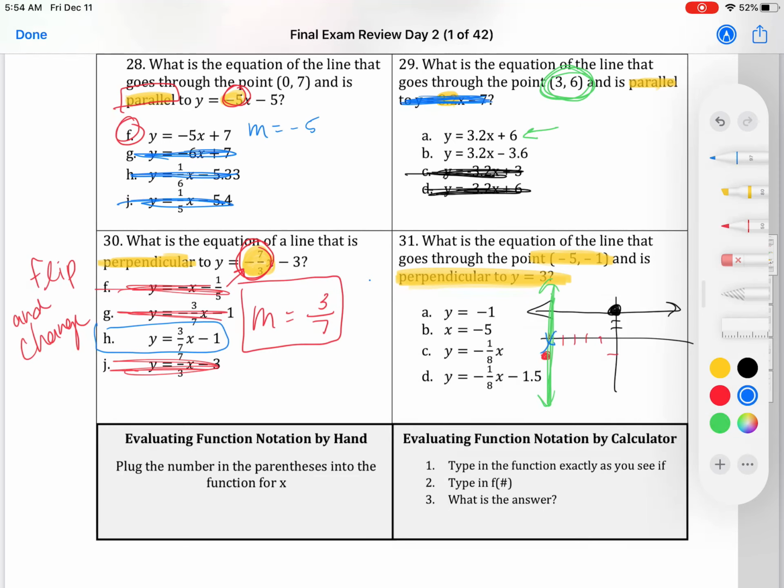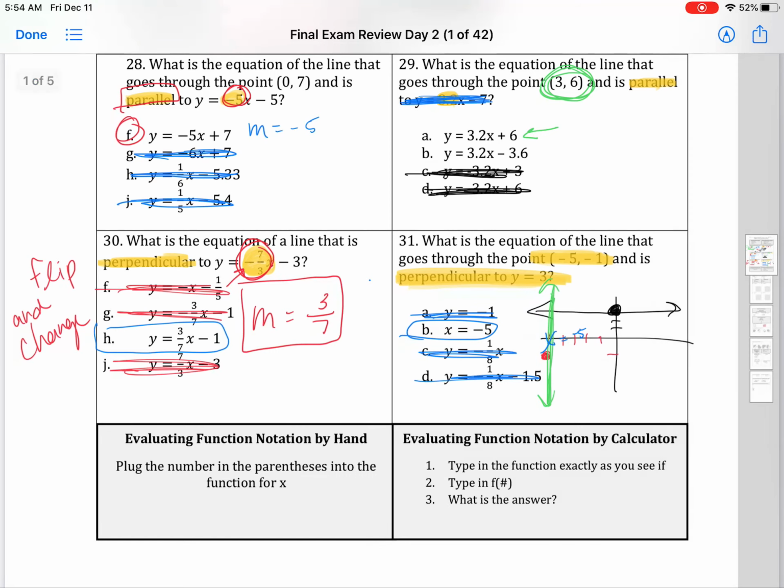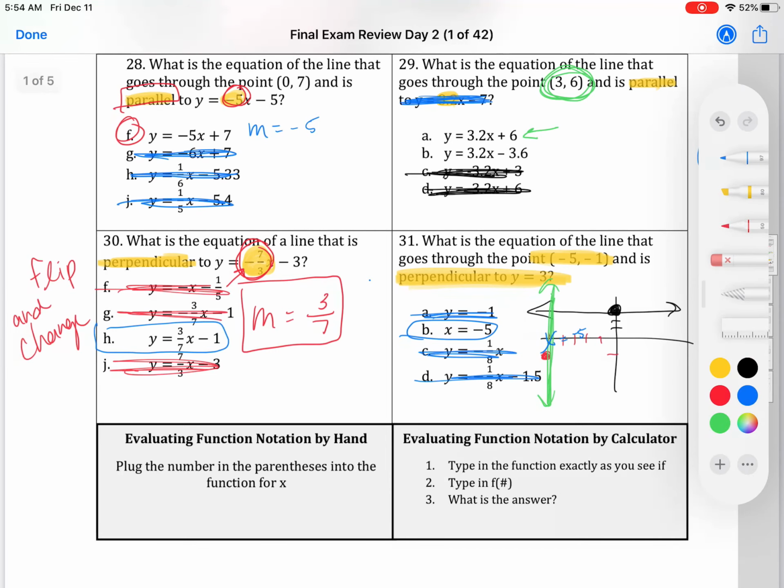The equation of this line is that it cuts through the x-axis at the number -5. Okay. Special line, because it was y equals 3. Perpendicular means it goes in the opposite direction. Moving on, next piece.